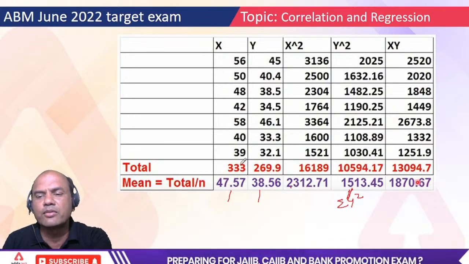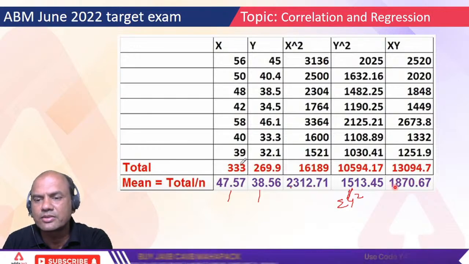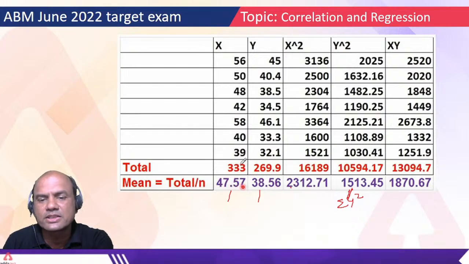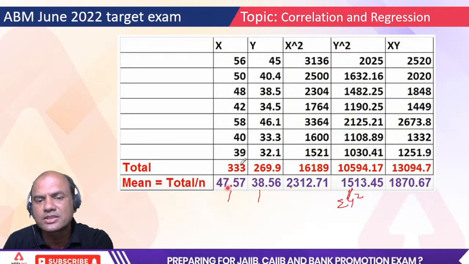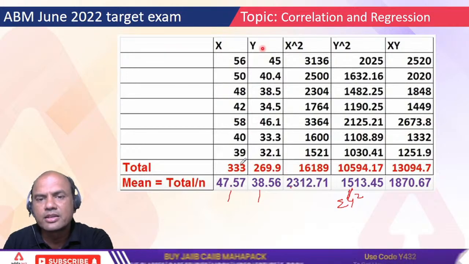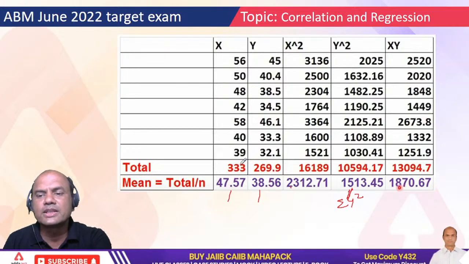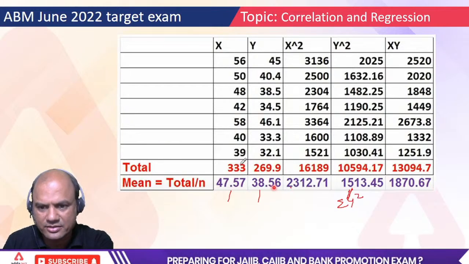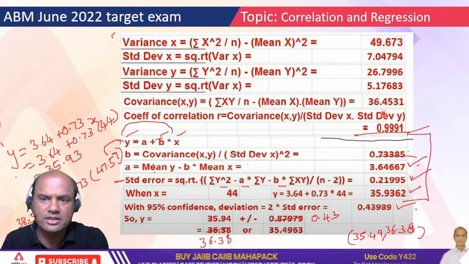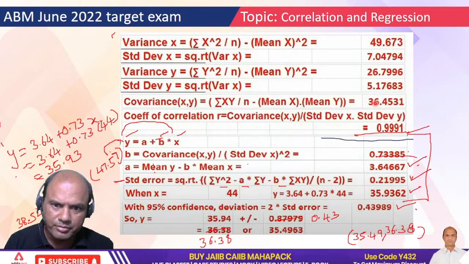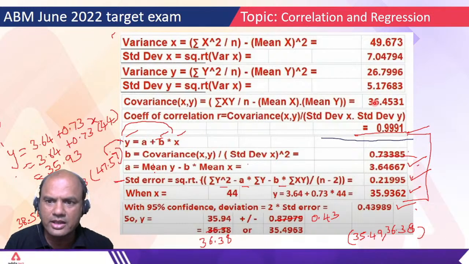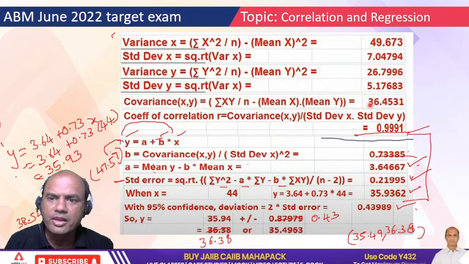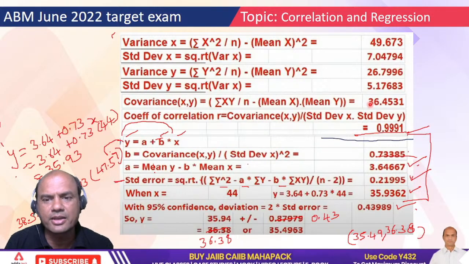Again, everyone should try with your calci. Try with your calci, 1870 minus x bar dot y bar, 47.57 into 38.56. See this, this is x bar, this is y bar. So 1870.67 minus 47.57 into 38.56. Everyone should get this answer. Everyone type yes if you have got the answer. Type yes, everyone. Everyone must type this answer.